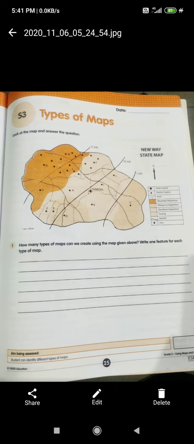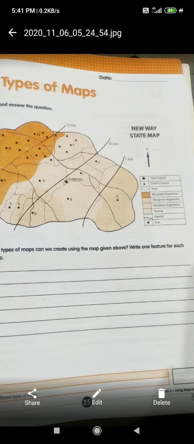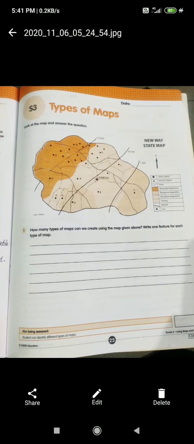Then next you have to go through the physical map. Physical map, what will come, dear? Rivers, mountain vegetation, mangrove vegetation, right? Like this you can write. Next, other things you write on your own, students.